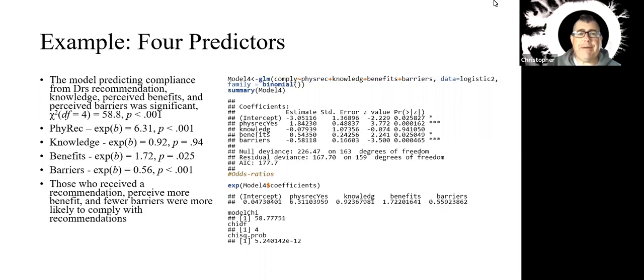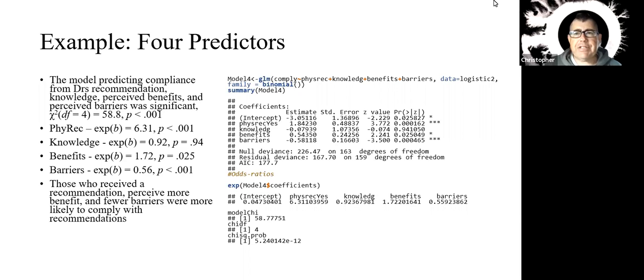Then barriers. Barriers had a value of 0.056 for its odds. That means that as people perceive more barriers, they were less likely to comply with recommendations. So if you thought it was going to be difficult or painful or a whole host of other issues, you're probably less likely to comply with getting mammography screening.